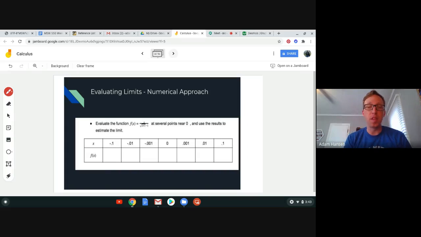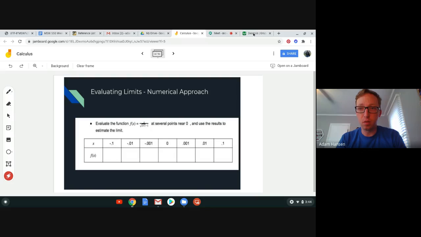So first, let's employ the tabular approach. I've got a table to fill out as we evaluate the function f of x equals x over the square root of x plus 1 minus 1 at several points near 0, and use it to estimate the results of the limit. As you can see, I'm getting closer and closer to 0 from the left and from the right. The table works its way in to 0 from the left and the right.